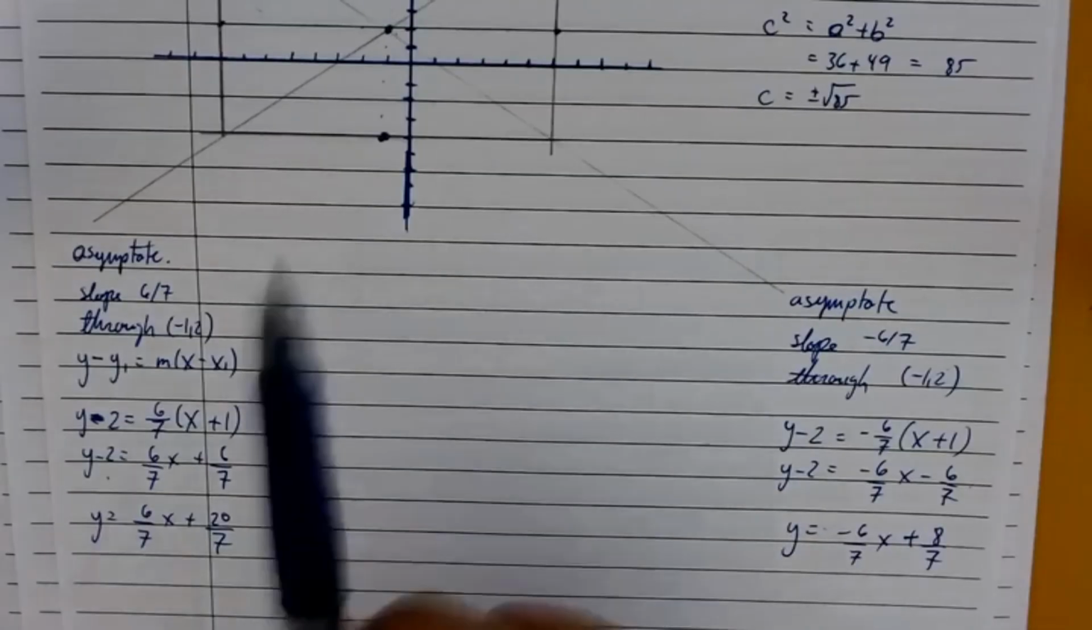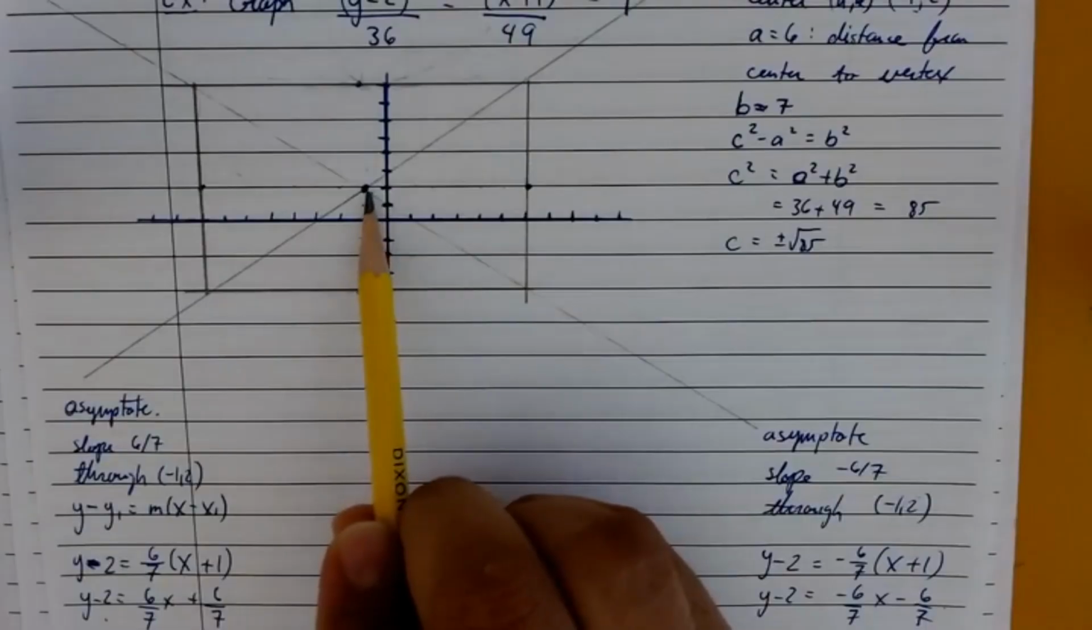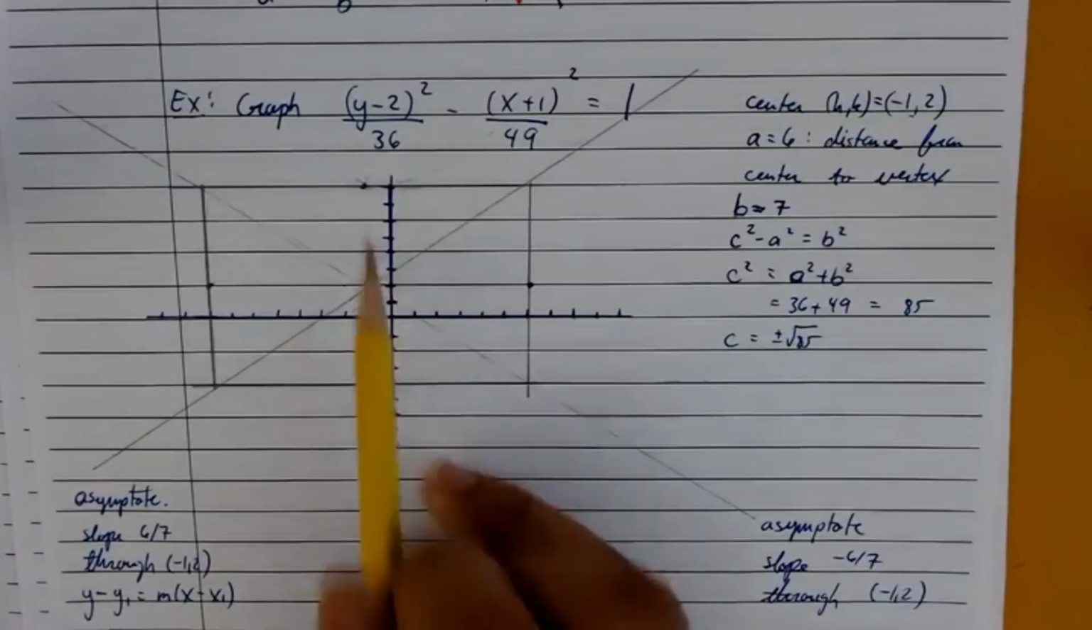And those are the equations of our asymptotes. So now we have our center. Right, we found that first. From there, A tells us the location of our vertices.